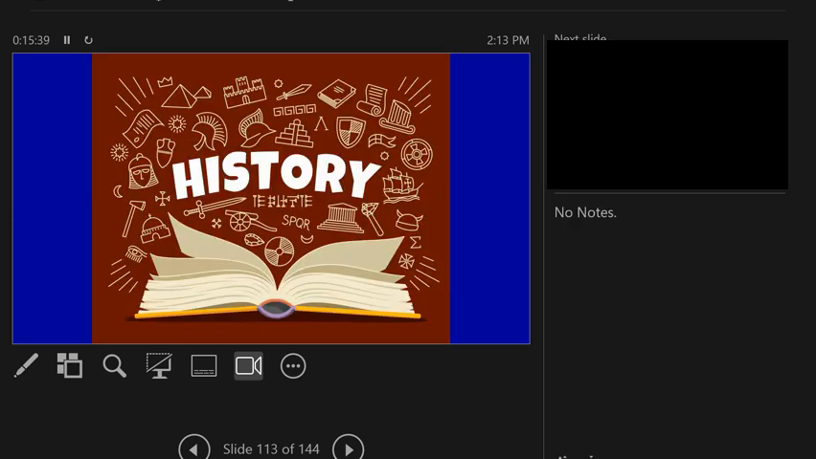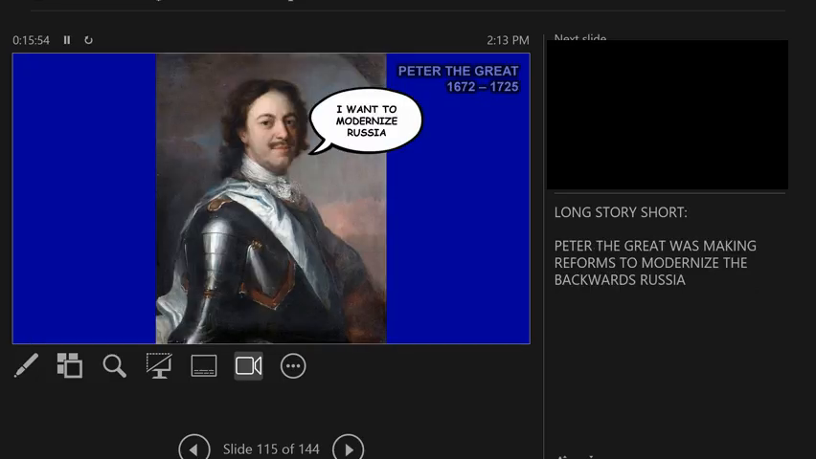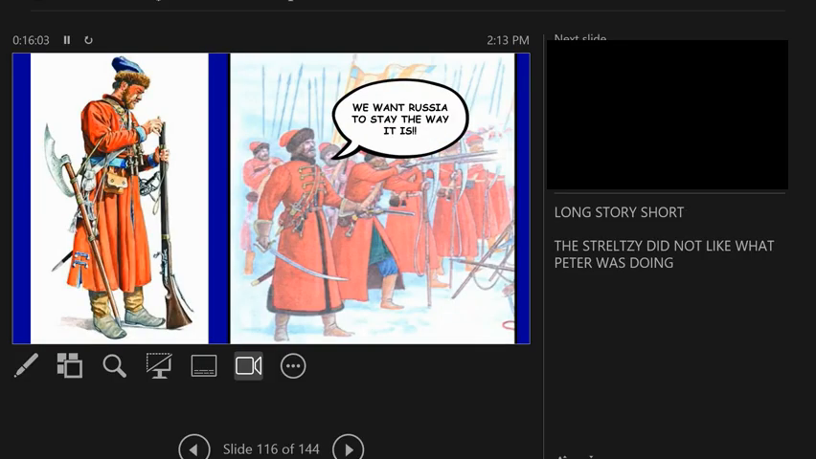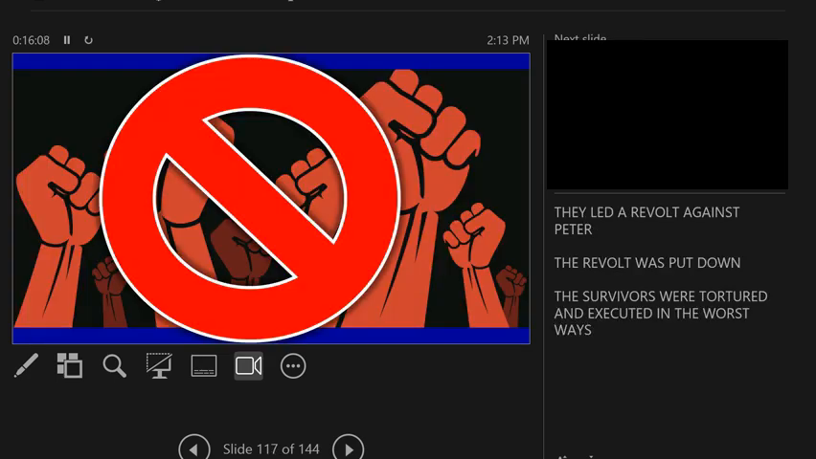All right, I got a little bit of history to show you guys. Long story short, these guys are the Streltsy. They were a fearsome group of Russian riflemen from the 1500s to the 1700s. Long story short, this is Peter the Great, and he's trying to modernize Russia and trying to bring Russia out of its backwards age. And these guys didn't like it. So they revolted against Peter the Great. And the revolt was put down, and these guys were executed in the worst way.